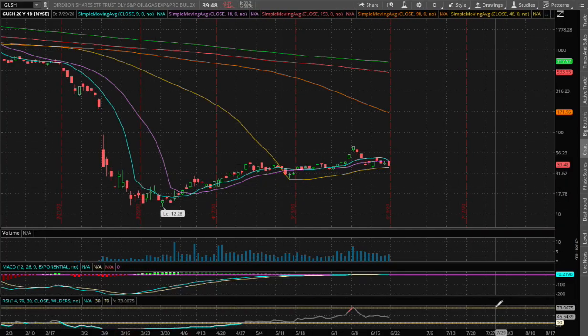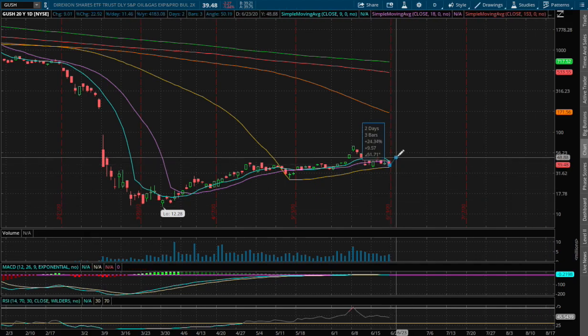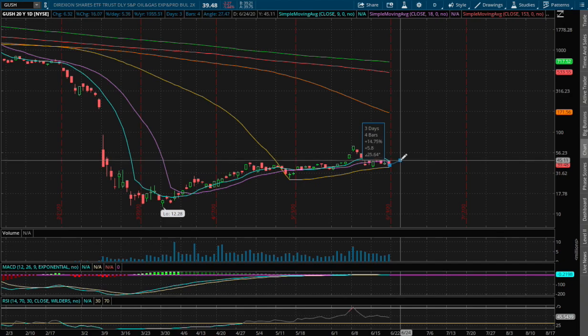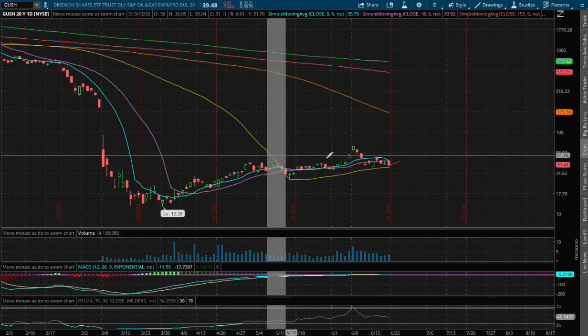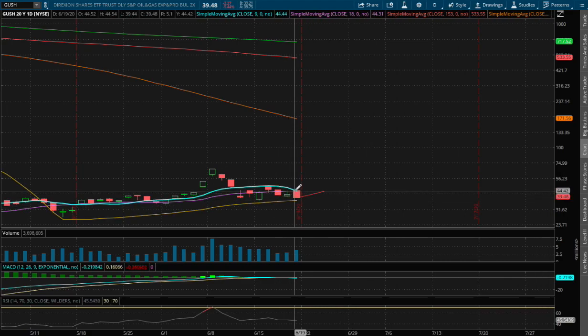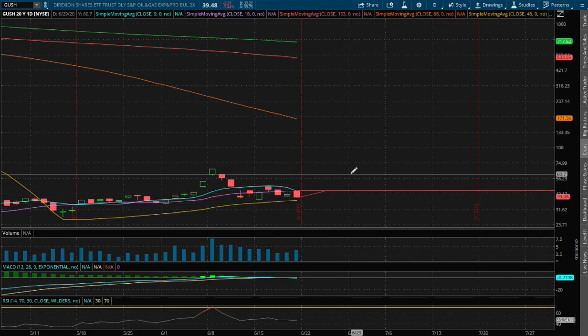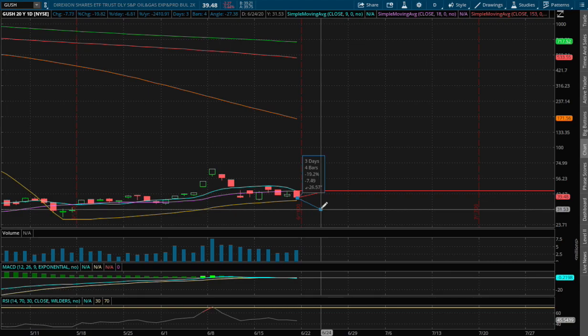So let's start with the resistance. If GUSH were to climb up 12%, that price level is roughly around $44.08, and that coincides with the 9 moving average, this blue line. So that will be our first immediate resistance if we do continue to head up higher, and 12% to the downside is around the price level of, let's say, around $34.